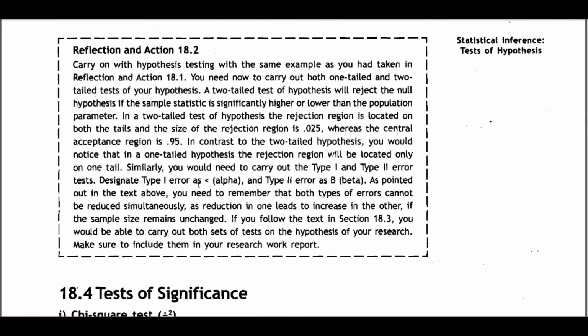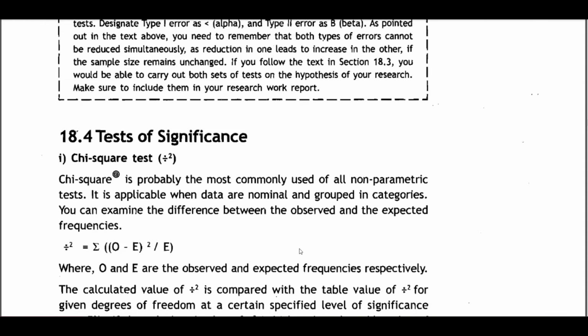Designate type 1 error as alpha and type 2 error as beta, as pointed out in the text above. You need to remember that both types of errors cannot be reduced simultaneously, as a reduction in one leads to an increase in the other if the sample size remains unchanged. If you follow the text in section 18.3, you would be able to carry out both sets of tests in the hypothesis of your research. Make sure to include them in your research work report.